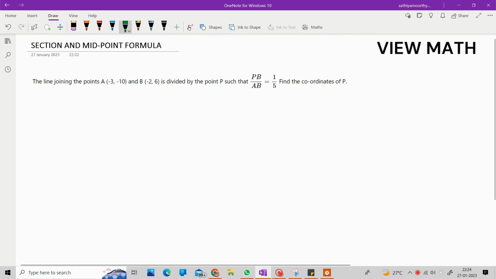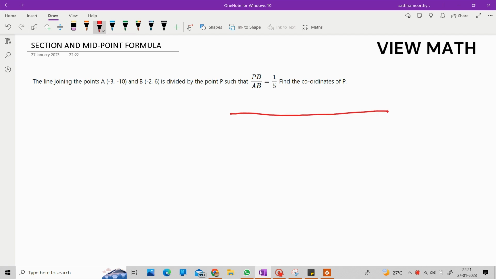Next problem: the line joining the points A (minus 3, minus 10) and B (minus 2, 6) is divided by the point P such that PB by AB is equal to 1 by 5. Find the coordinate of P. What they have given is the line joining the points A and B. The A coordinate is (minus 3, minus 10) and the B coordinate is (minus 2, 6). This is the line we have.